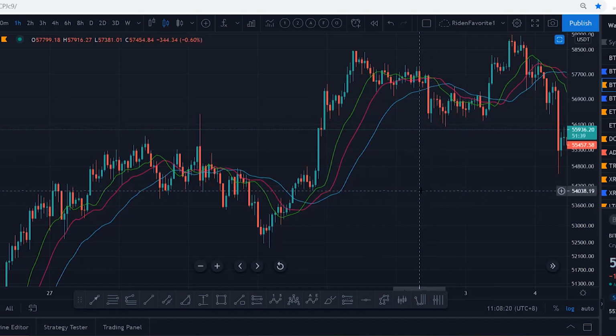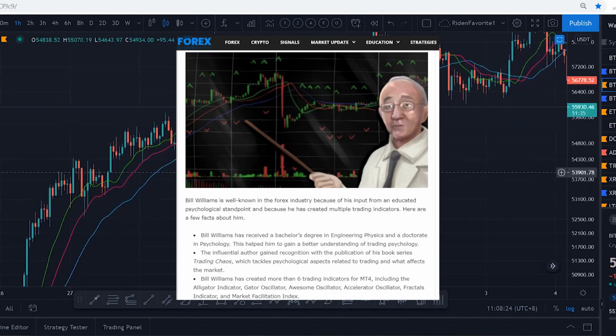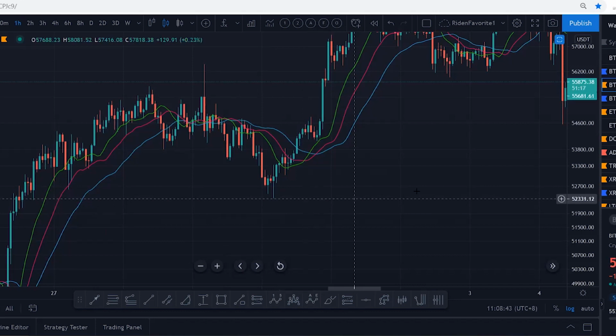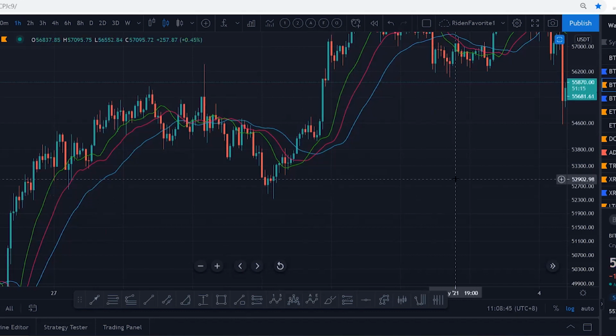The alligator indicator was invented by Bill Williams in 1995. He is a well-known forex trader, and he uses these three lines, which are actually moving averages with a spin. So it is totally different compared to the EMA 9, EMA 20, and EMA 200. This is called the alligator indicator.